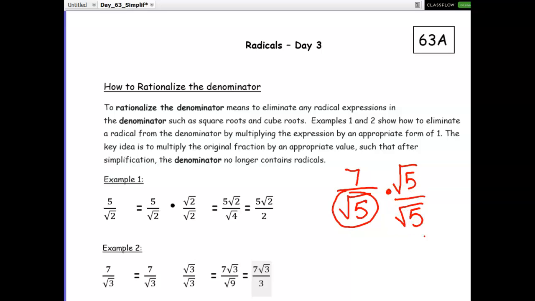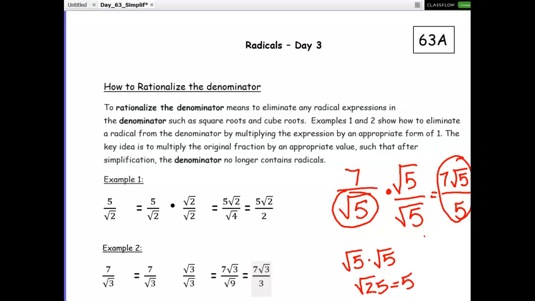Multiplying fractions, you just go straight across. When we do that, we get 7 radical 5. And what happens to the denominator then is, if I have radical 5 times radical 5, it would be radical 25, which is just 5. So that eliminates the radical symbol. So that would be our final answer right there.